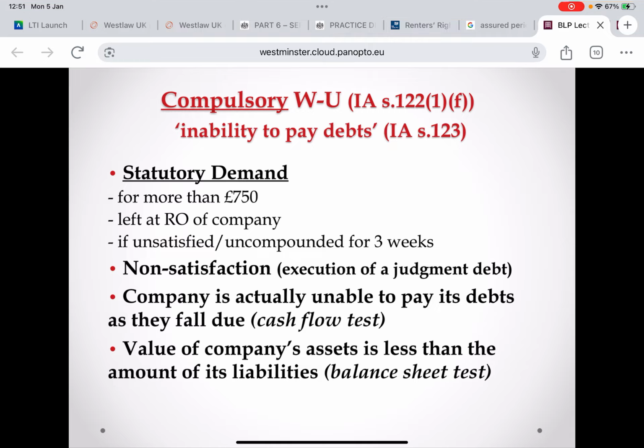Now, going back to the first bullet point, if we don't have something very clear, for example, a letter from the company which owes the money to the effect that they can't pay because they haven't got any money, how can we show to the court inability to pay debts? This is where you need to take on board the first bullet point by serving a statutory demand on the company which owes the creditor money.